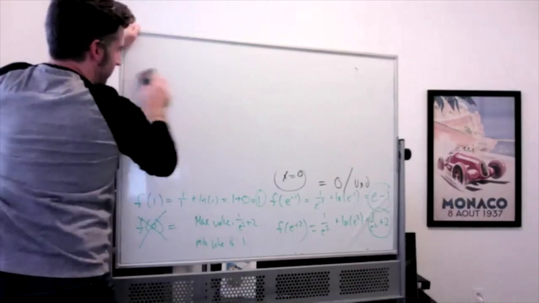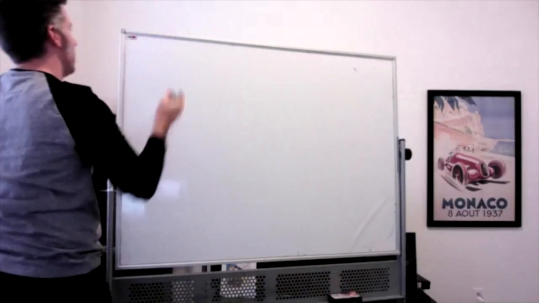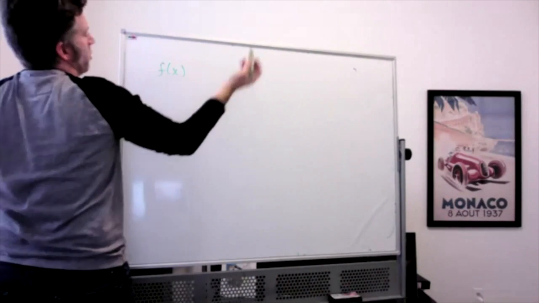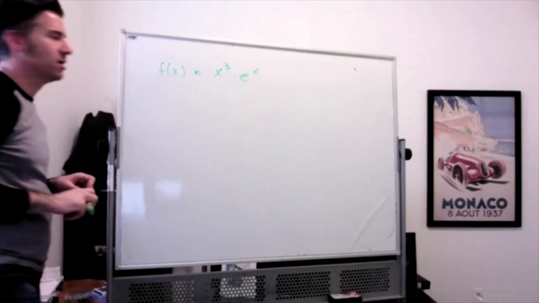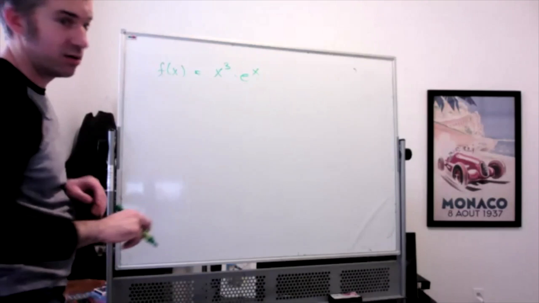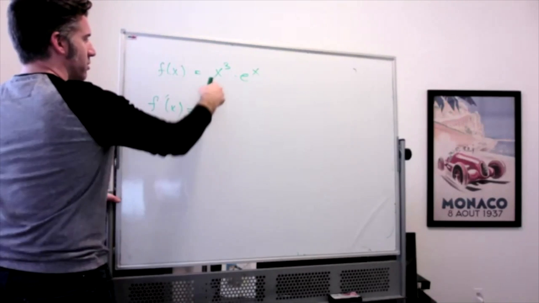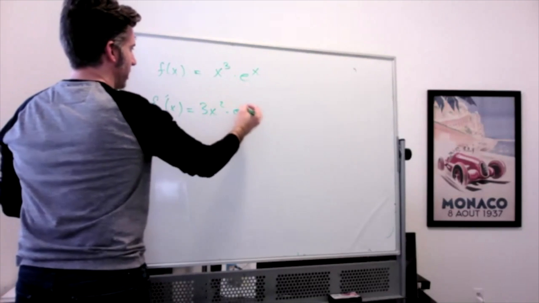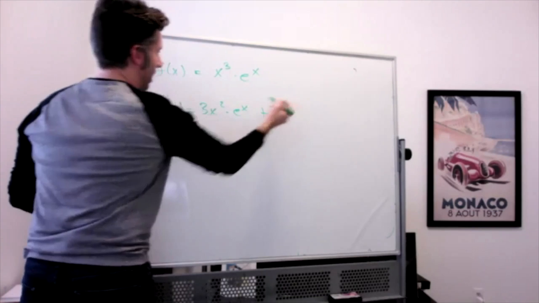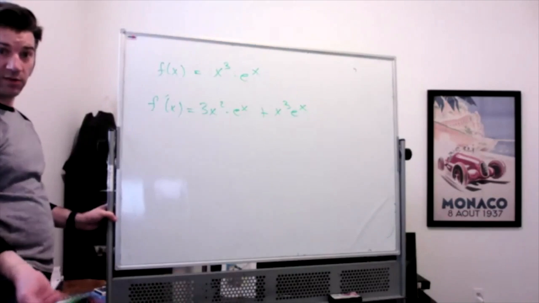Let's say I wanted to find the relative extrema for the following function. Let's say my function is x cubed times e to the x. I want to find the relative extrema. So take the derivative, product rule: 3x squared times e to the x plus x cubed times the derivative of e to the x, which is e to the x. Find the critical values.